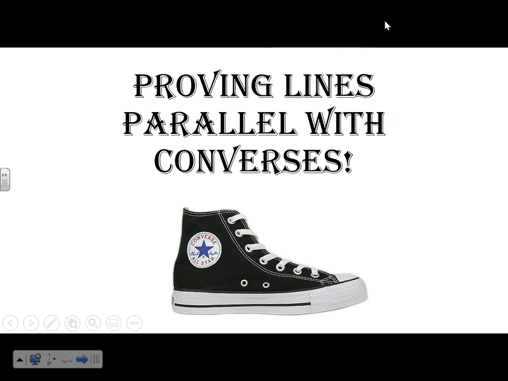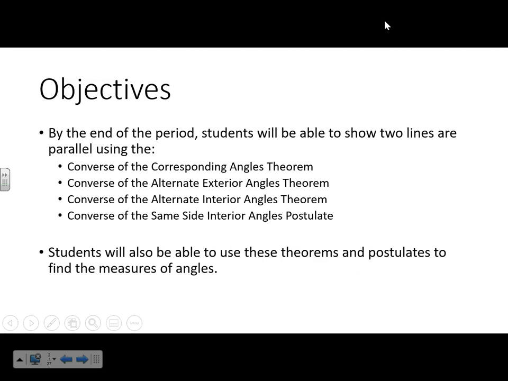This lesson is over proving lines are parallel, and we're going to be using the converses of the angle pairs that we learned last lesson. So the objective, if you want to pause this because I'm going to go fairly quickly, you can. We're going to prove two lines are parallel using the corresponding angle theorem, alternate exterior angle theorem, alternate interior angle theorem, same side interior angle postulate, and it's the converse of all of those.